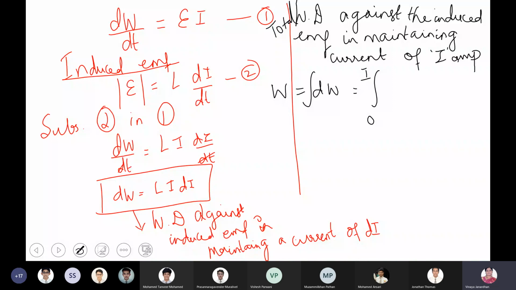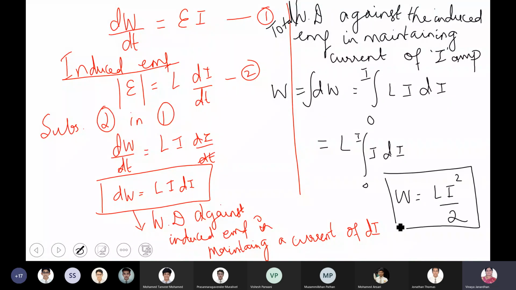The moment you switch on your circuit, the current is 0, and then it increases at a fast rate, in nanoseconds, and reaches a current of I amperes. Li di, or L is a constant, 0 to I, I di, or I can write W is equal to L I squared by 2. So this is the work done so that the current flowing to the coil increases from 0 to I. And this work done will be stored as an energy in the coil.